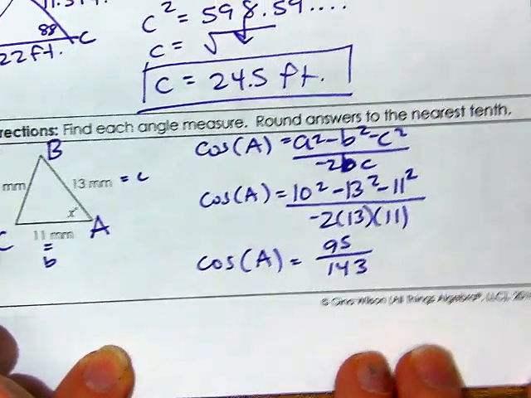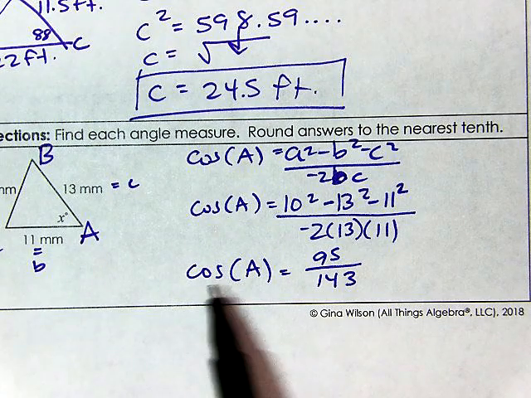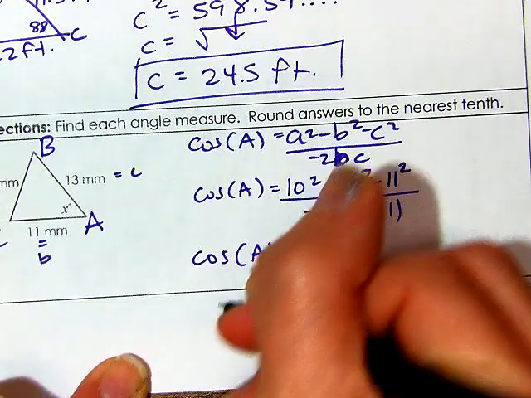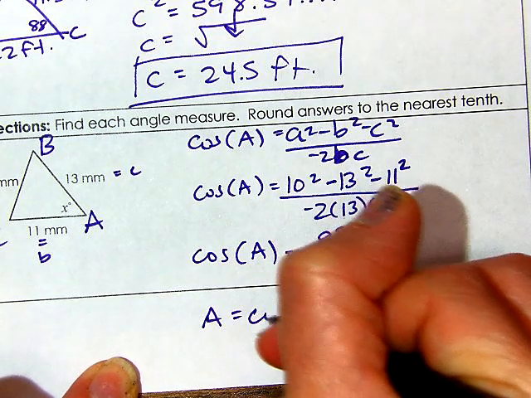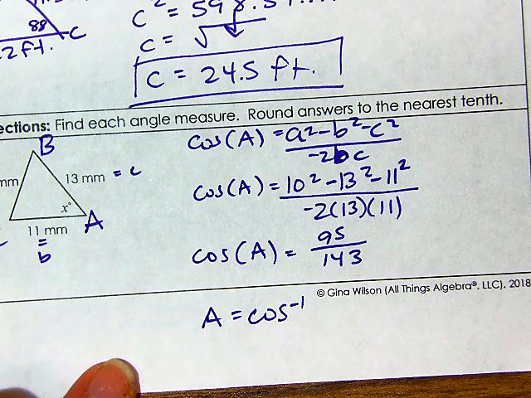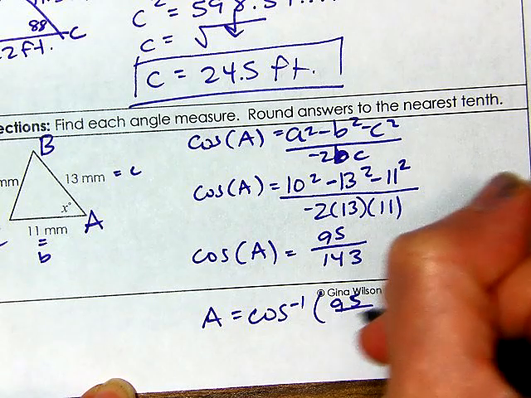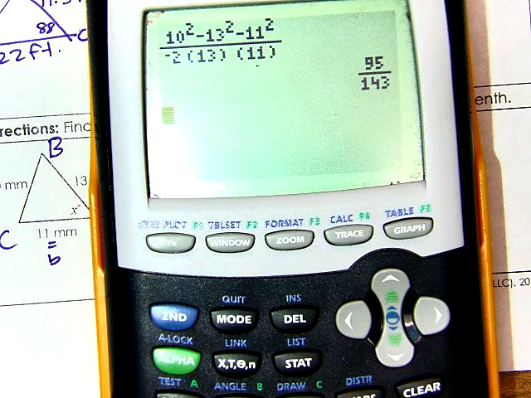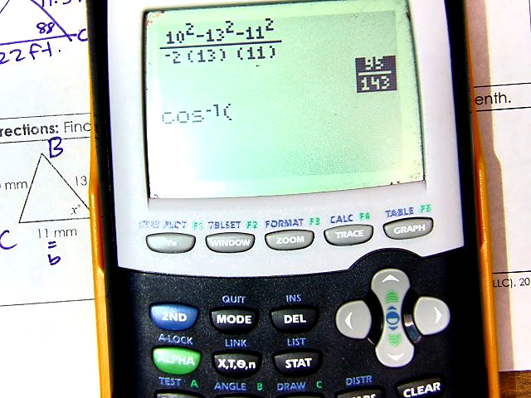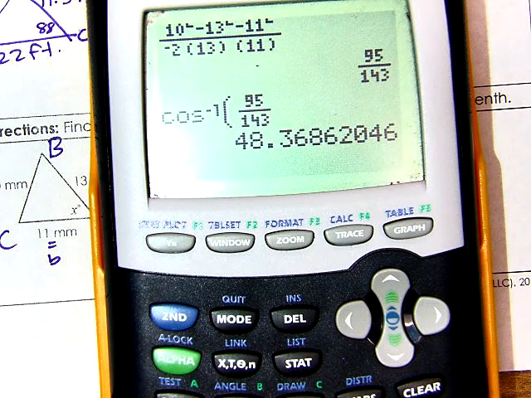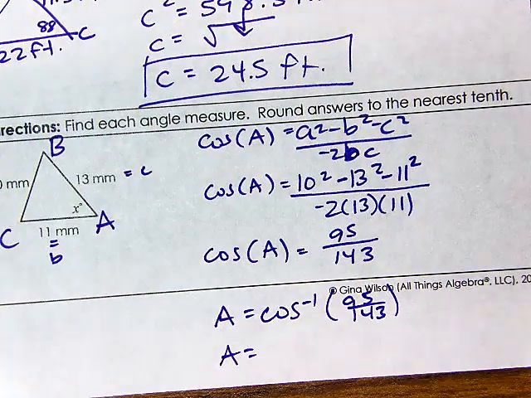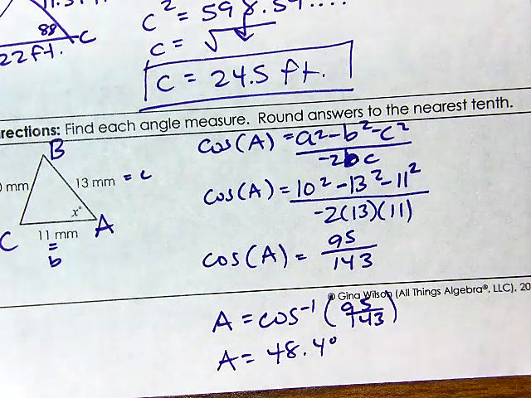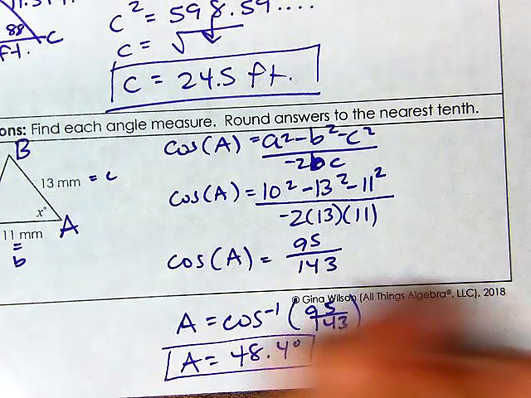Just like on Friday, if I want to separate an A from cosine, I have to use the inverse cosine. So A equals inverse cosine of 95 over 143. And that A equals, let's see. So second cosine puts in my inverse cosine. I just highlight the fraction I had, enter, enter, and I get that it's 48.4 degrees. And that's what they're looking for. Okay, let's look at the next example.